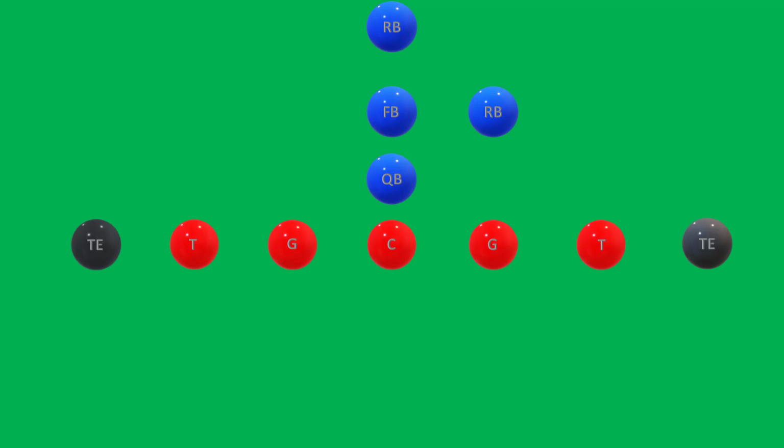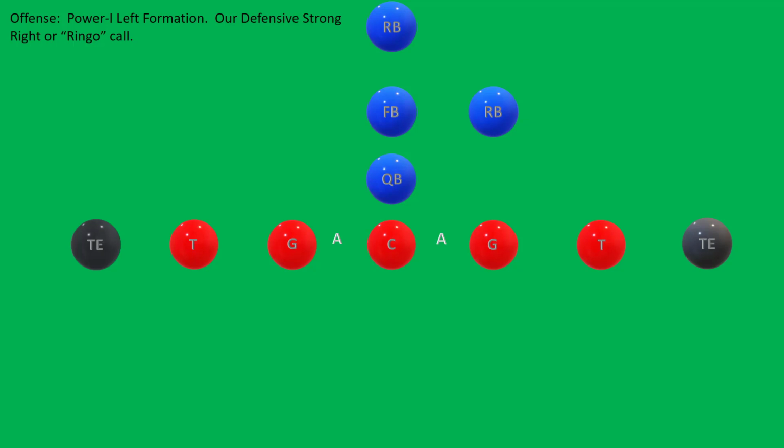Okay, let's jump right in with a bit of a review on our techniques and our gap assignments. So what we have here on the offensive side of the ball, power I left formation, that would put us into our defensive strong right call, which would be a Ringo call. So let's jump right in.